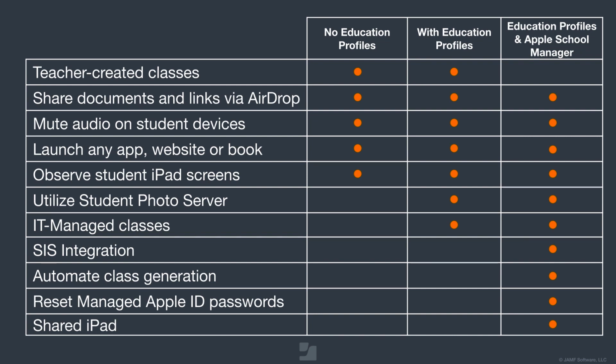And I want to throw up just a matrix here that talks about that no MDM required, that first column of the capabilities that can be used in a teacher-managed class with no education profile required. There's this middle area here of Jamf Pro powering your classes and being able to use things like the photo server, and IT can centrally manage those at scale.